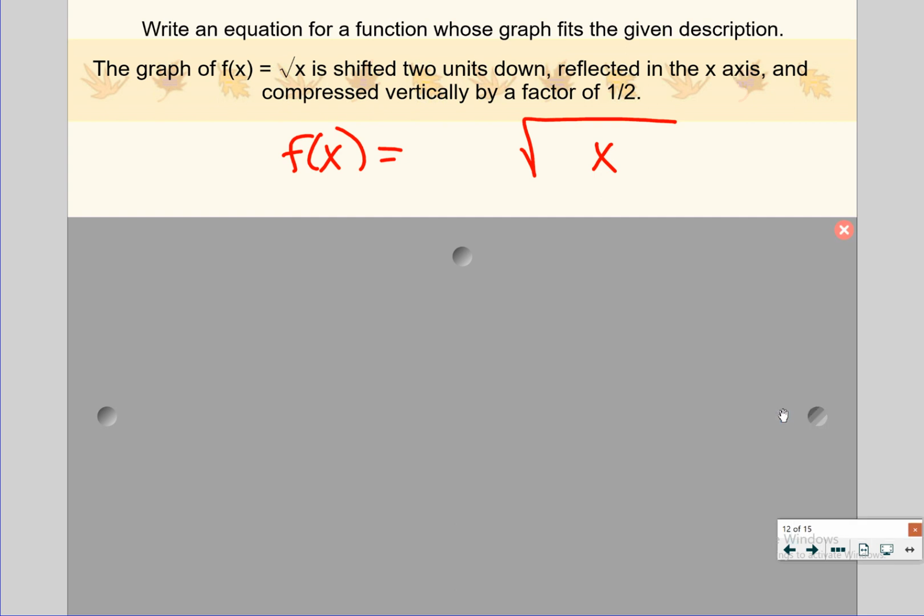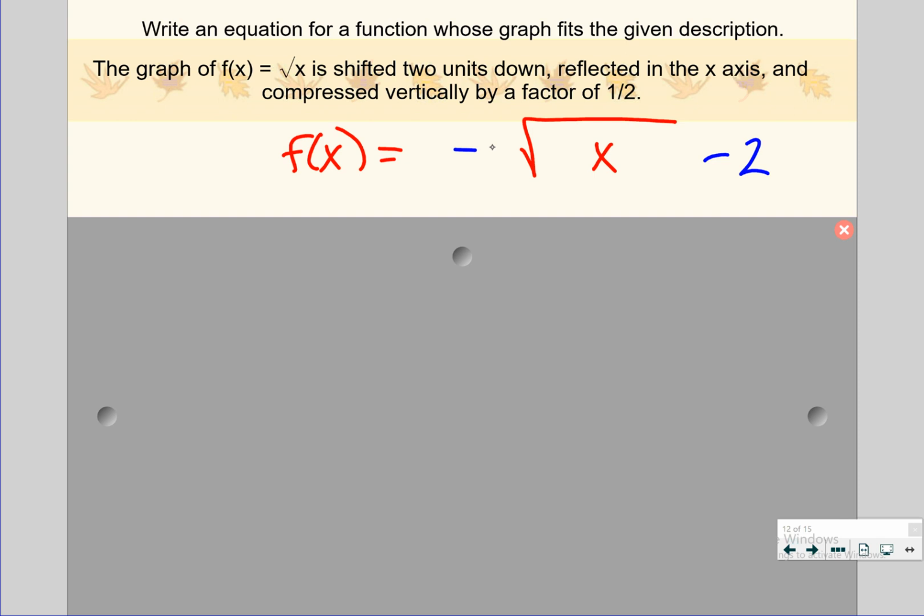2 where? Outside or inside? Outside. Added or subtracted? Subtracted. -2 at the end will move it down 2. Good. Reflected over the x-axis. Well, reflections are negatives, so you just have to worry about, does the negative go inside or outside? If it's over the x-axis? Outside. Okay.